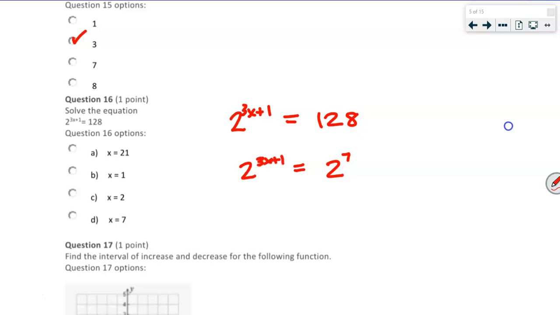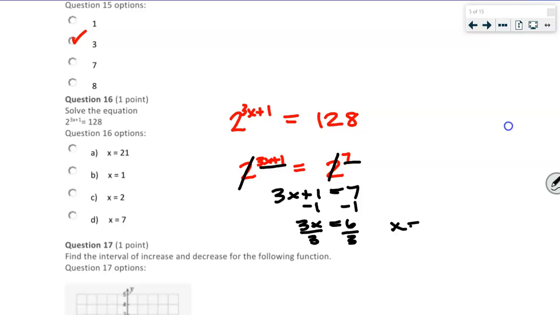So when we do this, if they have the same base, we can just set the exponents equal to each other. So this is going to be 3x plus 1 equals 7. We're going to subtract 1 from both sides, so this is 3x equals 6. And then divide both sides by 3. So our x equals 2. So the answer there is 2.